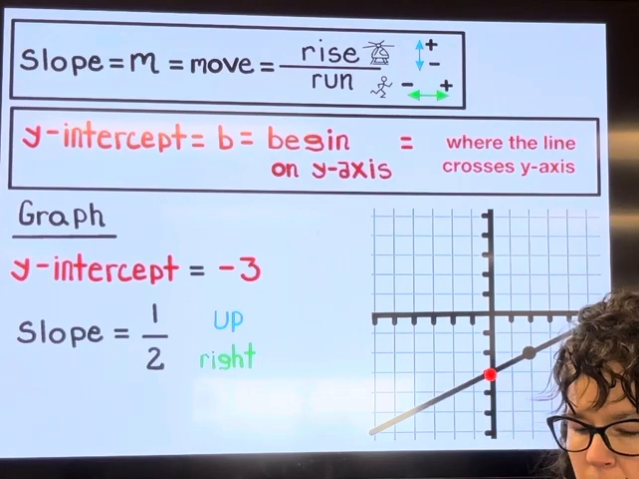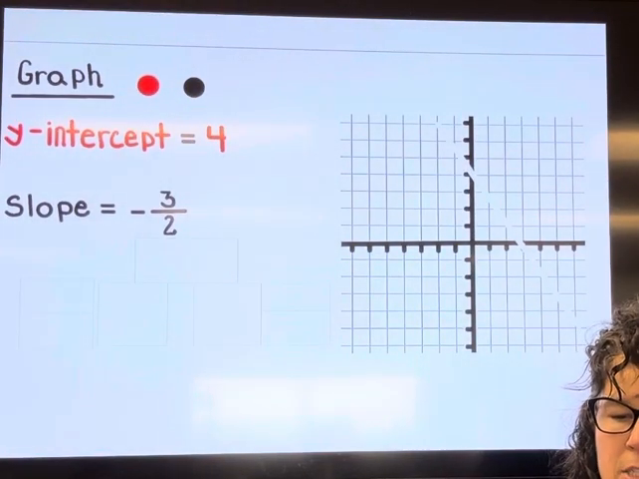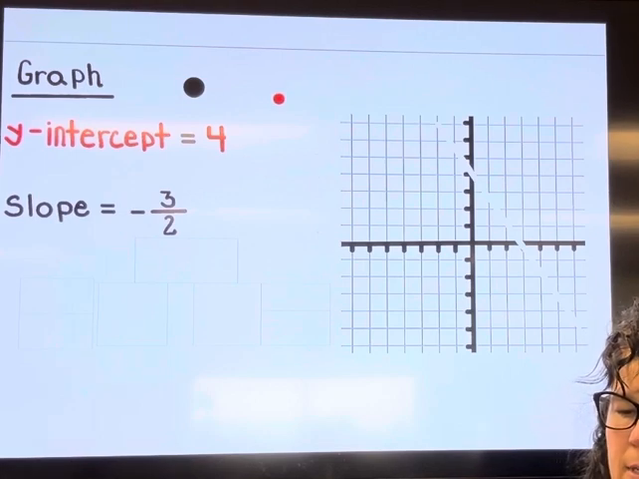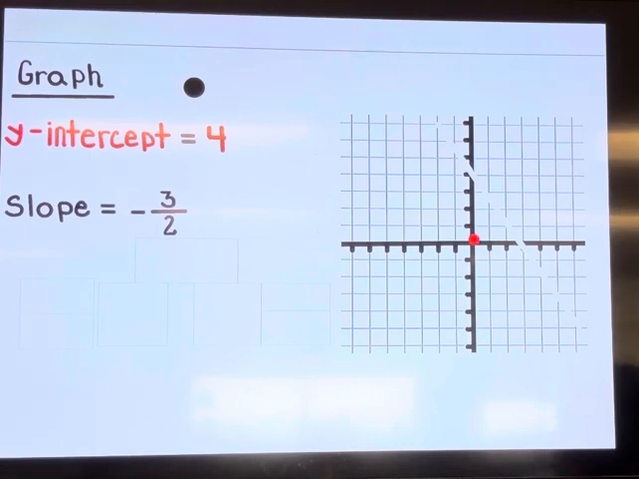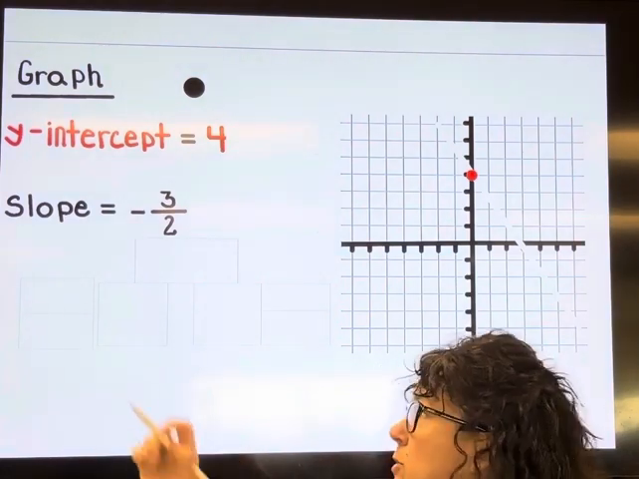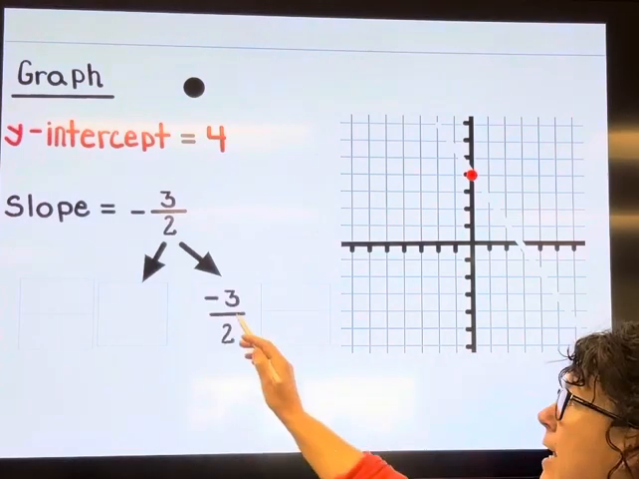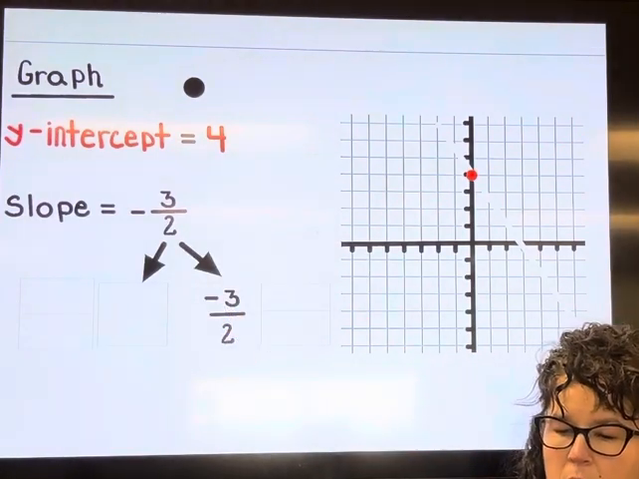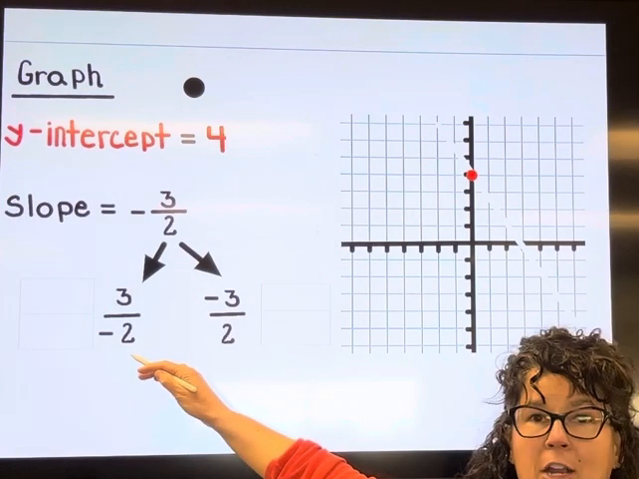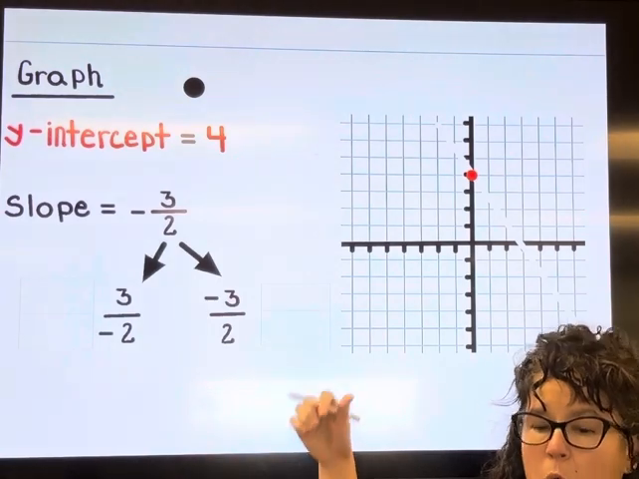Okay, so let's do just a couple more. For this one, it tells me that the y-intercept is 4. So I'm going to come over here on the y-axis, 1, 2, 3, 4, and put a point. And then the slope is going to be how I move from there. But the catch on this one is, if you have a negative fraction, you need to either put the negative with the top of the fraction or the negative with the bottom of the fraction. It doesn't matter which one you decide to do, you just have to move it to top or bottom.